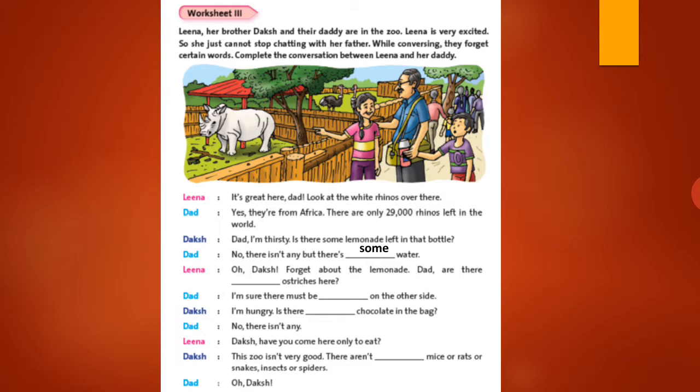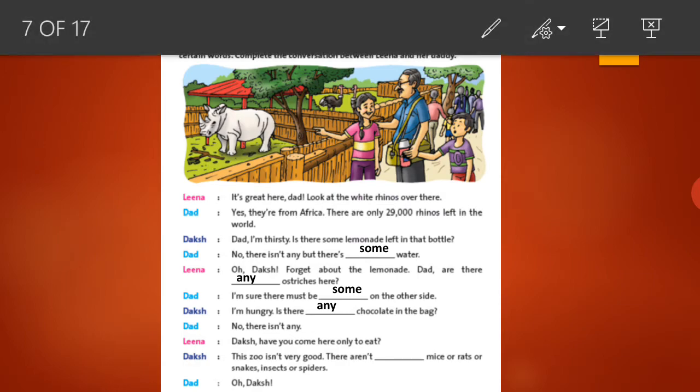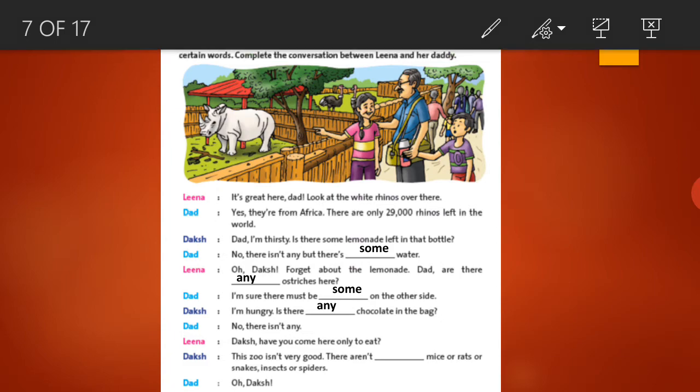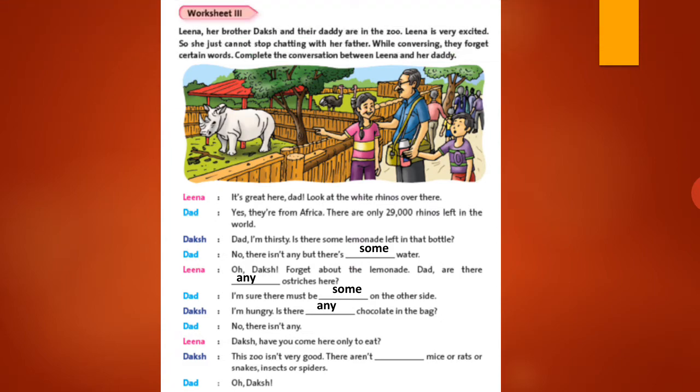Dad, are there any ostriches here? Dad: I am sure there must be some on the other side. Daksh: I am hungry. Is there any chocolate in the bag? Dad: No, there isn't any. Leena, Daksh, have you come here only to eat? Daksh: This zoo isn't very good. There aren't any mice or rats or snakes. Now we have used here some and any.